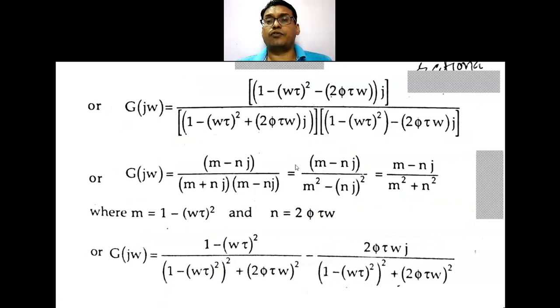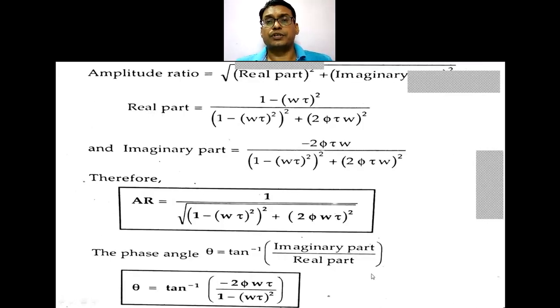So similarly, what we have done is writing in terms of m and n and then simplifying that, separating it in terms of the real part and the imaginary part. So it's the real part square plus the imaginary part square, which is equal to (1 minus omega tau square) square plus (2 phi tau omega) whole square, and the imaginary part, which is equal to minus 2 phi tau omega upon (1 minus omega tau square) whole square plus (2 phi tau omega) square. So you can calculate the amplitude ratio and the phase angle.